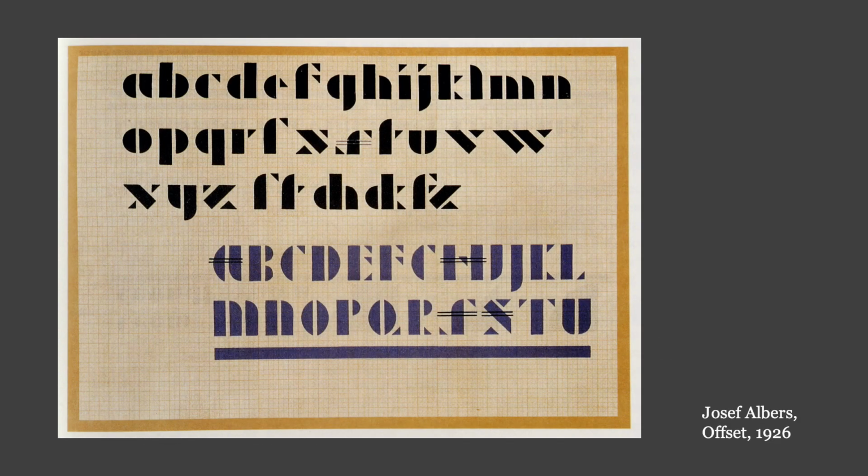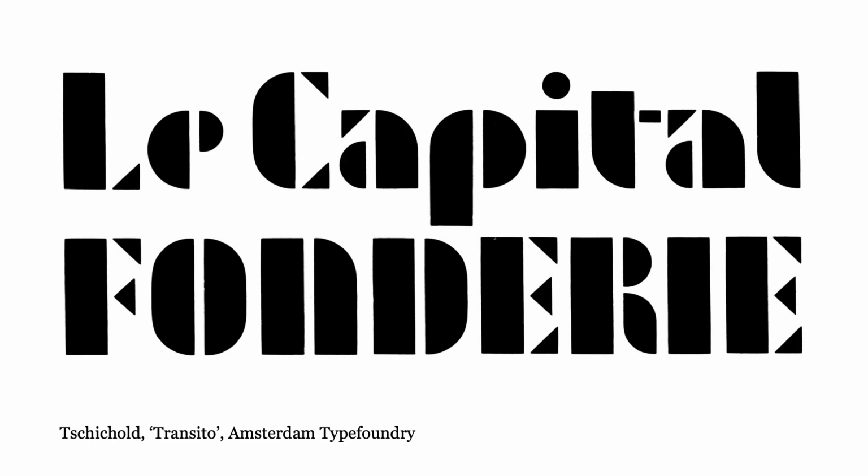There were various ways of finding an answer to the use of a basic form in typography, and another one, which clearly had its limitations in practical terms, was devised by Josef Albers, the great theorist of color theory, in a magazine called Offset. And it was one that gave an idea to Tschichold himself. Tschichold's Transitional, which was produced in the Netherlands, is not completely derived from Albers, but some of the forms certainly were taken over directly.